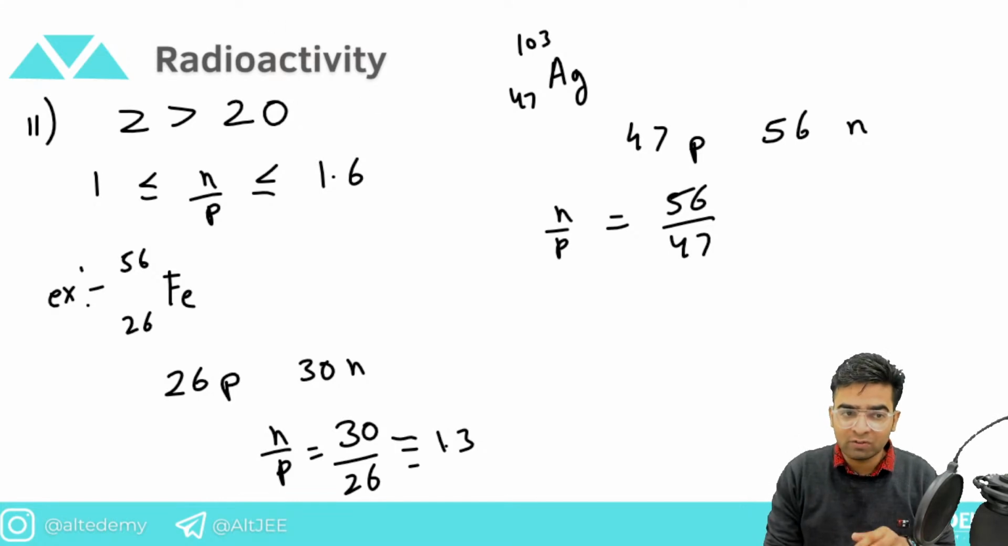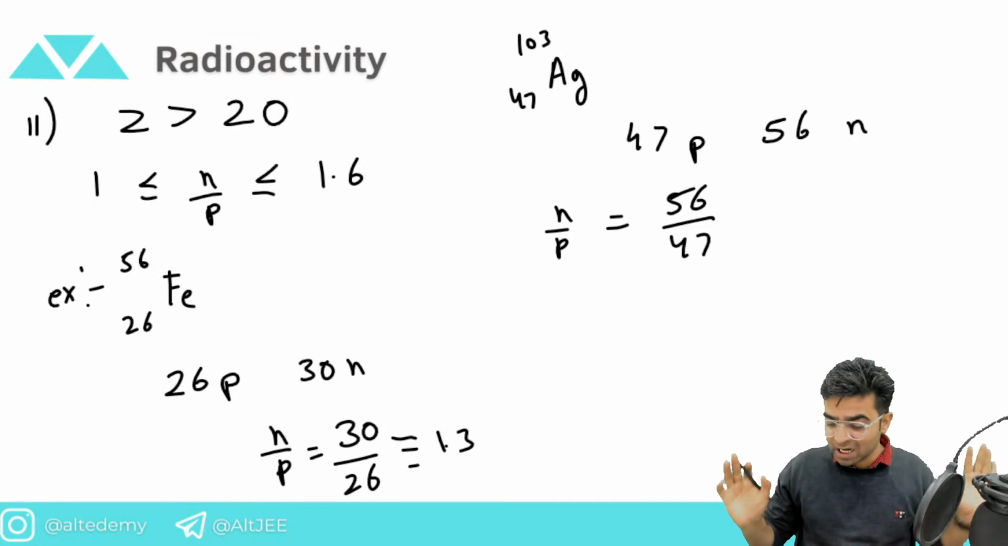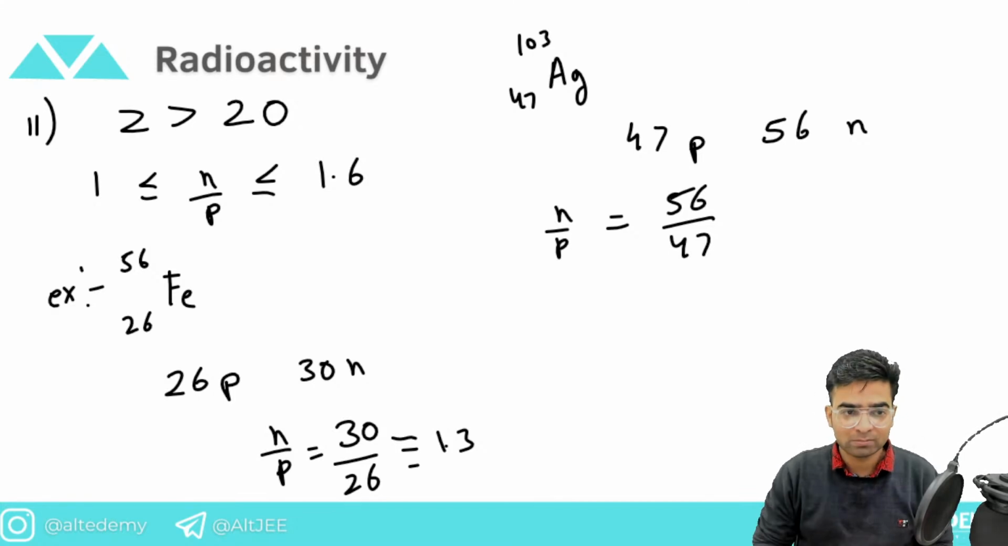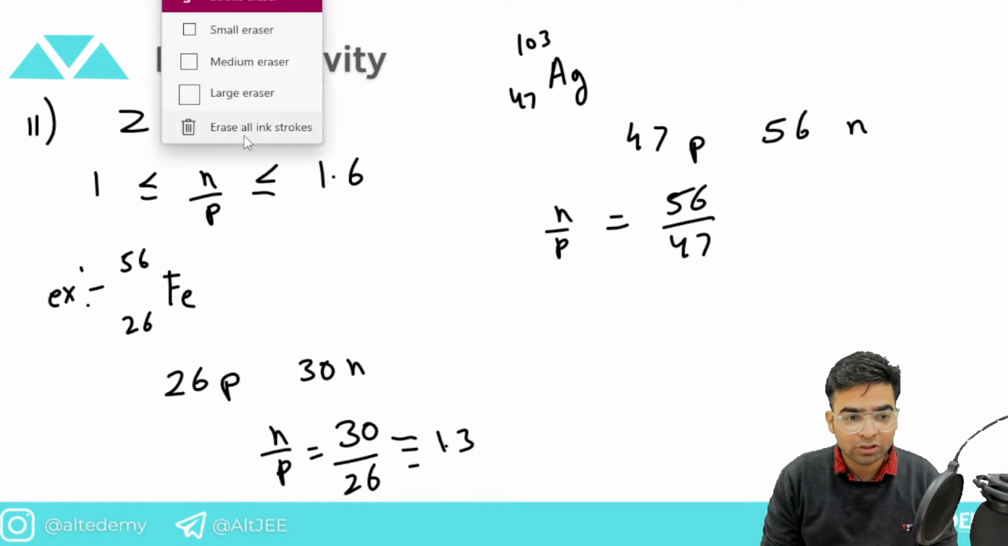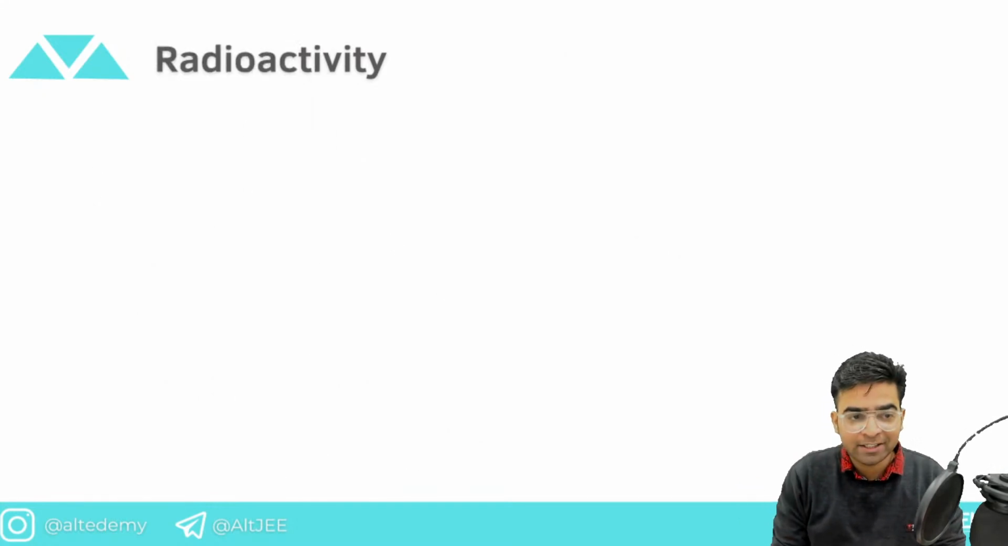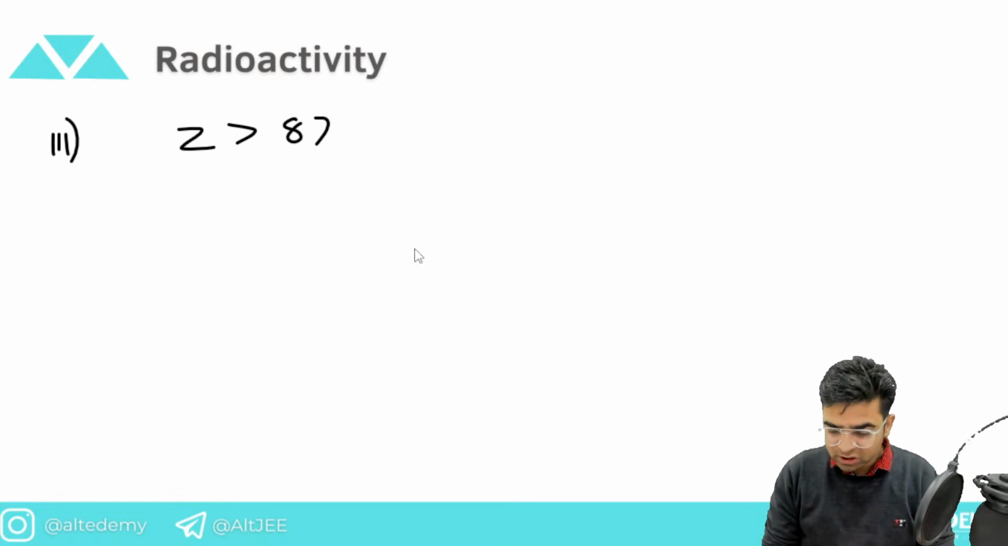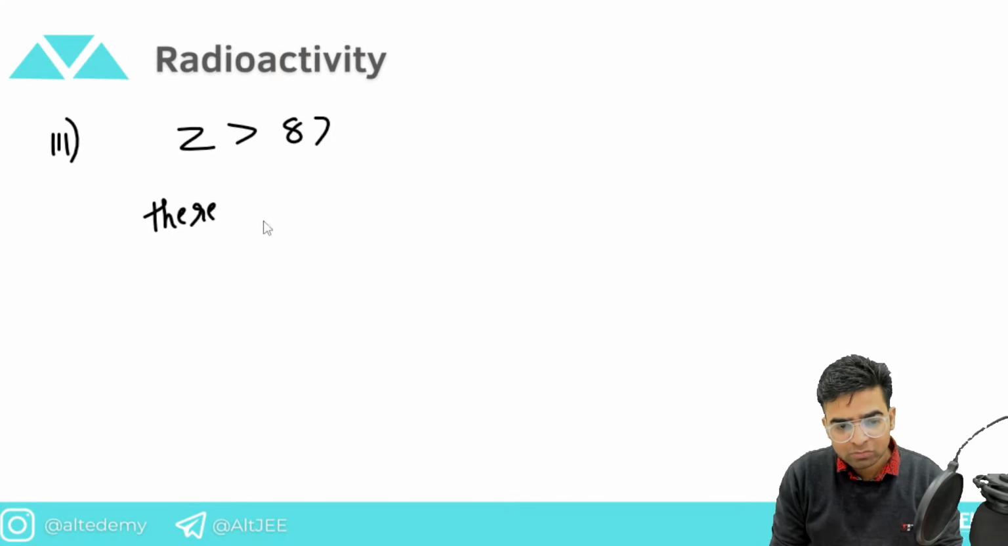Are we done till now? I am again erasing it, so make sure you have written it. 3, 2, 1. I am erasing all the stuff. And for the third condition, Z is greater than 87. There are no stable nuclei.